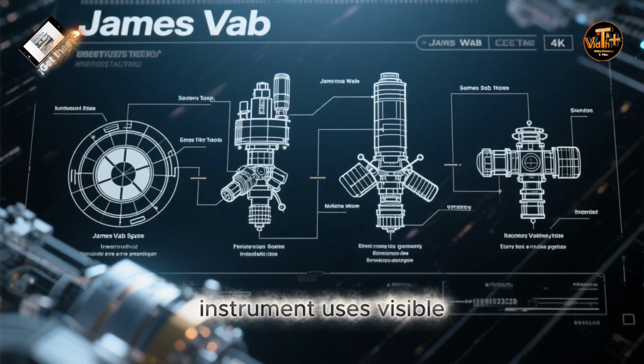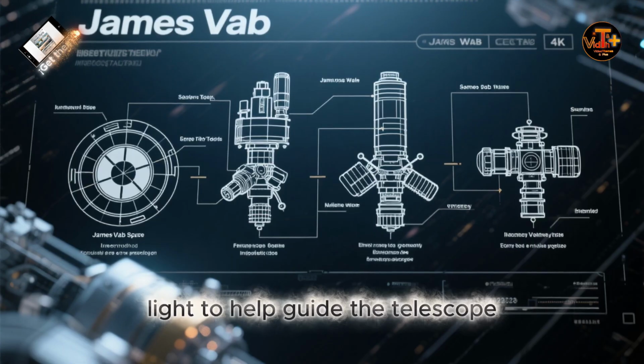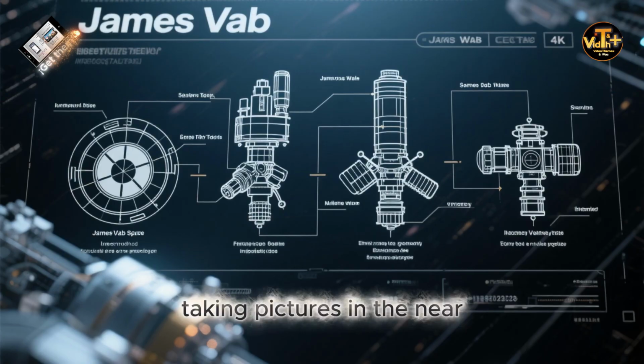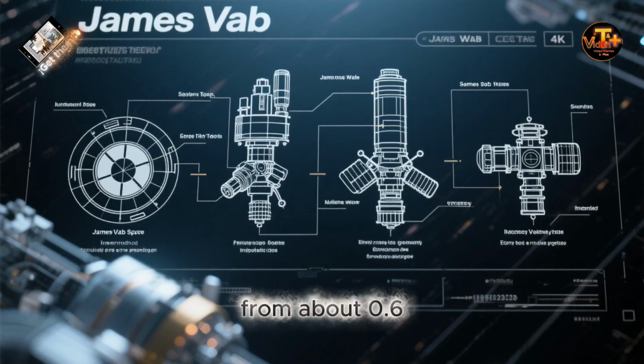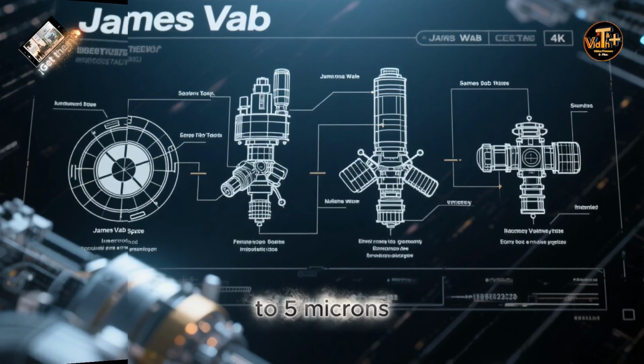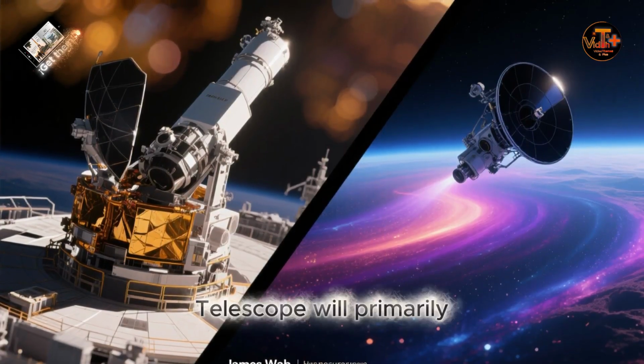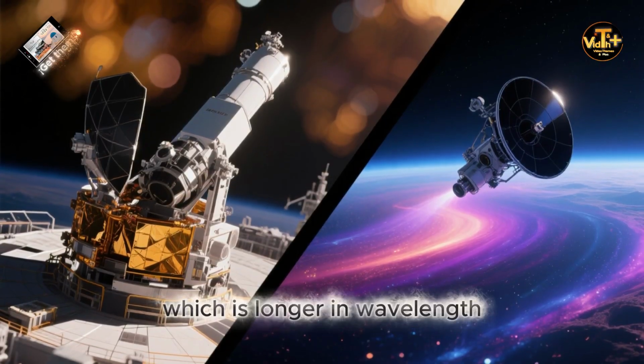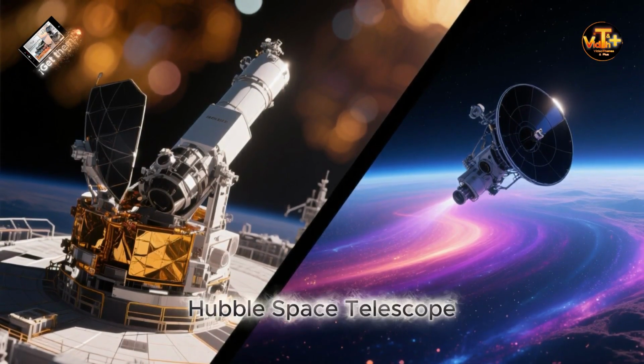This instrument uses visible light to help guide the telescope and keep it pointed in the right direction. It also acts as a camera, taking pictures in the near-infrared spectrum from about 0.6 to 5 microns. The James Webb Space Telescope will primarily observe in the infrared spectrum, which is longer in wavelength than the visible spectrum used by the Hubble Space Telescope.